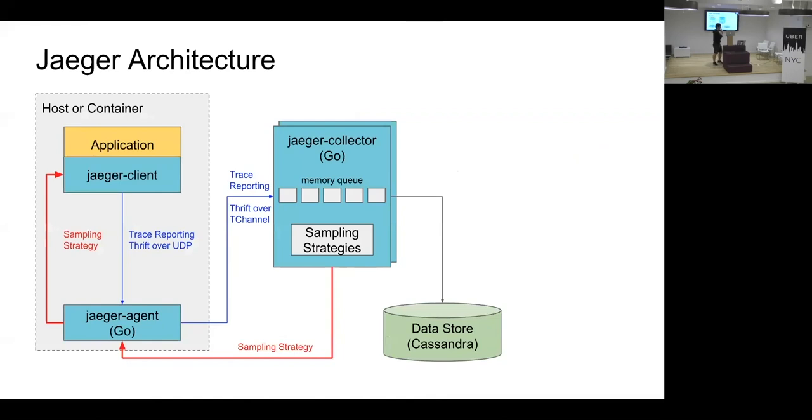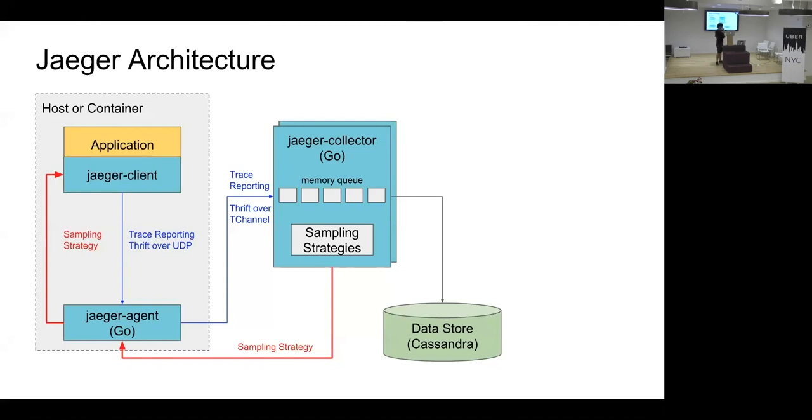Before we go any further, I have to take a quick detour and go through the Jaeger architecture, as some of the problems that we saw with adaptive sampling after we built it actually stem from some of the design decisions that we made in the architecture. This large gray box is the host or container on which your service is running. Let's first look at the data flow through the system.